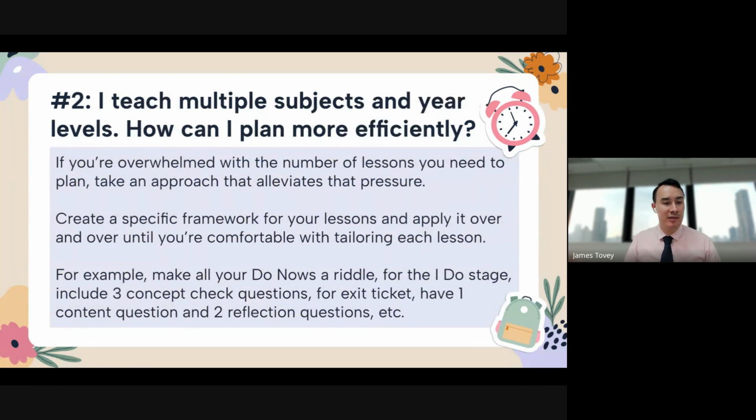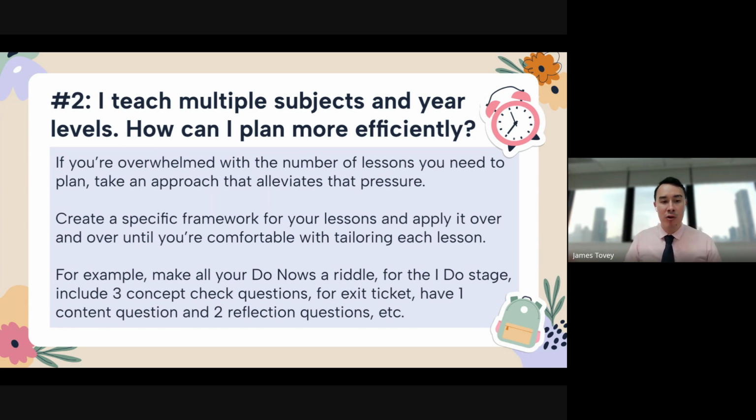A couple last ones. I think this is the last one. I teach multiple subjects and year levels. How can I plan more efficiently? So if you're overwhelmed with the number of lessons you need to plan, take an approach that alleviates that pressure. This is advice for teachers who maybe are newer, don't have the time, or are overwhelmed by all the things that are going on.